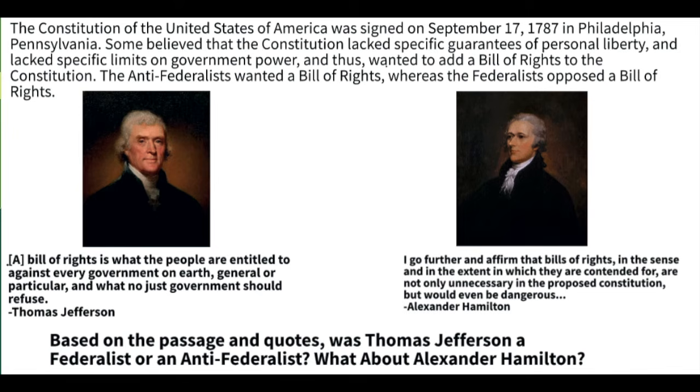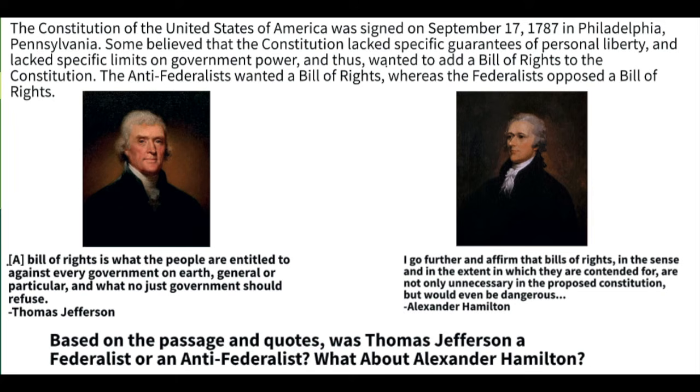Okay, next question. So we have a new passage, and this one reads, the Constitution of the United States of America was signed on September 17, 1787 in Philadelphia, Pennsylvania. Some believe that the Constitution lacks specific guarantees of personal liberty and lacks specific limits on government power, and thus wanted to add a Bill of Rights to the Constitution. The Anti-Federalists wanted a Bill of Rights, whereas the Federalists opposed a Bill of Rights.